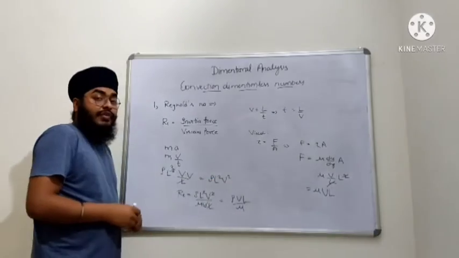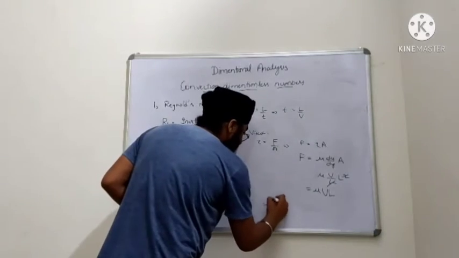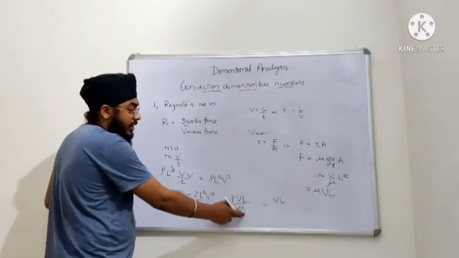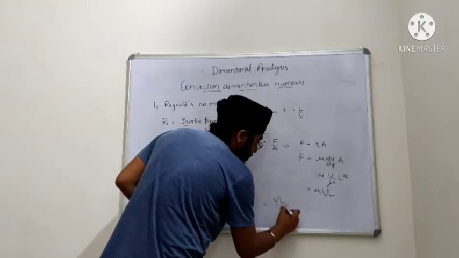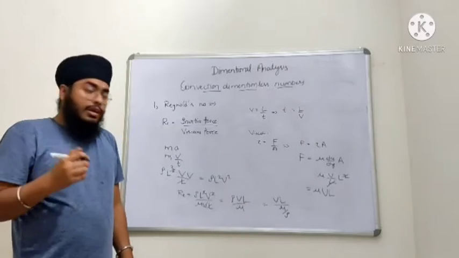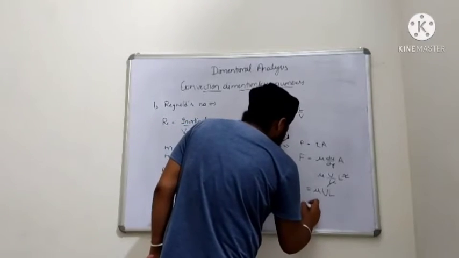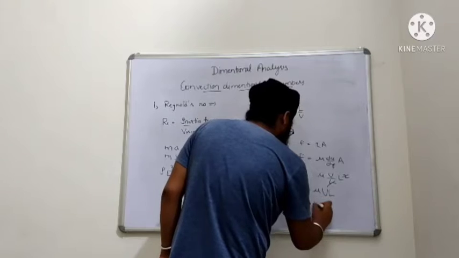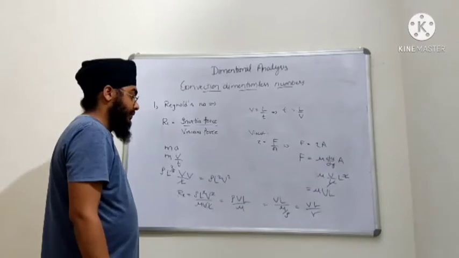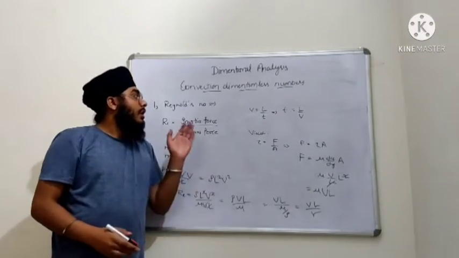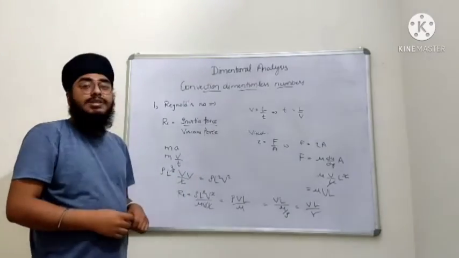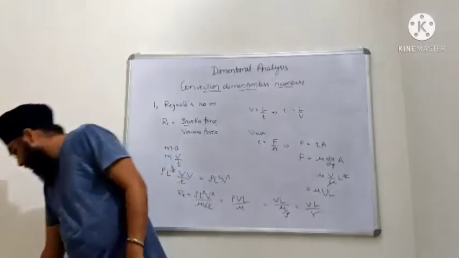Now it further can be written as V L. The rho which we are having here can go under the mu. So rho V L upon mu upon rho. Now we know mu upon rho is kinematic viscosity. So V L upon nu, which is kinematic viscosity. So this is Reynolds number. Now the second number which we will discuss is Nusselt's number.